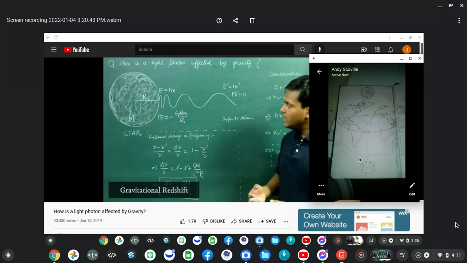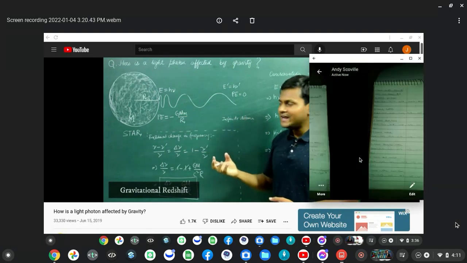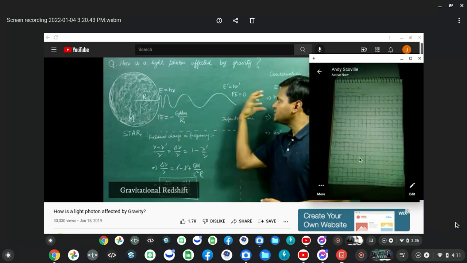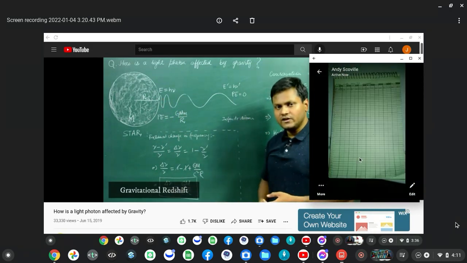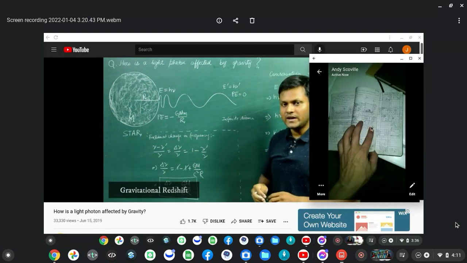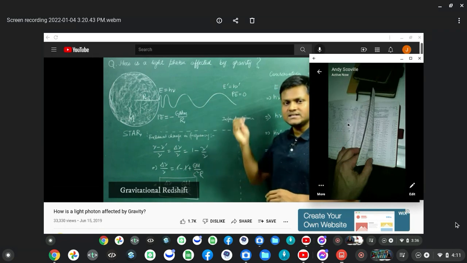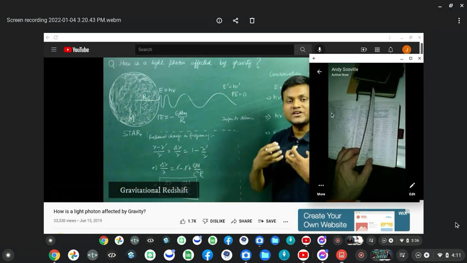Why redshift? Because if you're looking at the visible light, then the frequency of that visible light as the light comes out of the star's gravitational field will decrease, and a decrease in the frequency means that the light is going to shift towards the red end of the spectrum. So as the frequency decreases, the visible light will shift towards the red end of the spectrum. So that's why it's known as a redshift.